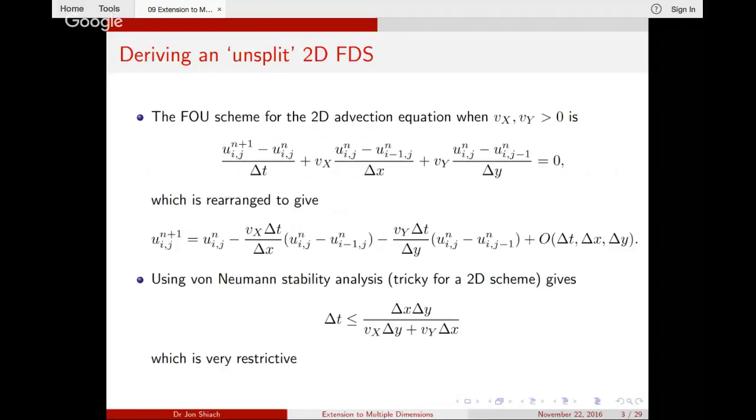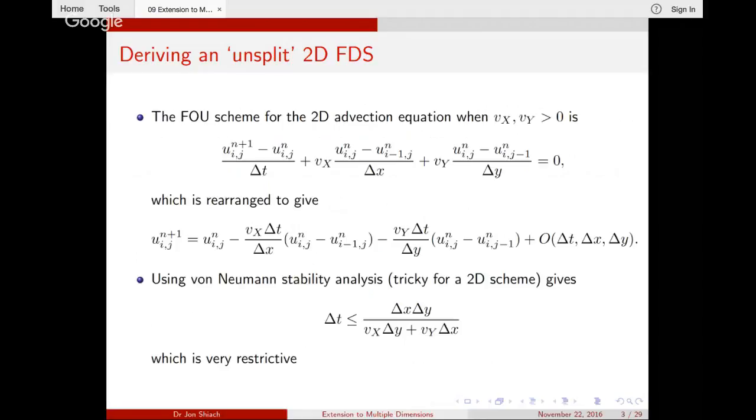We rearranged to make this one the subject. After a bit of algebra, that's what we get. That's the first order Upwind scheme for this 2-dimensional advection equation. The accuracy of this scheme is first order in space, first order in time, first order in the x direction, and first order in the y direction.